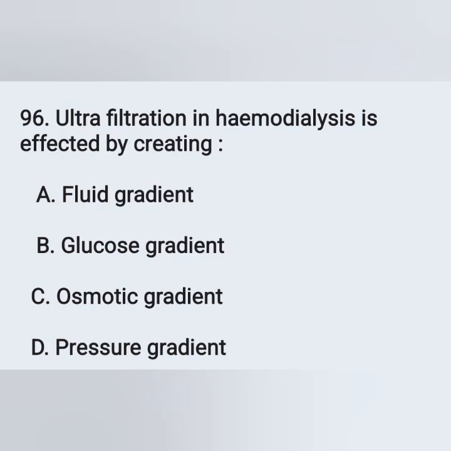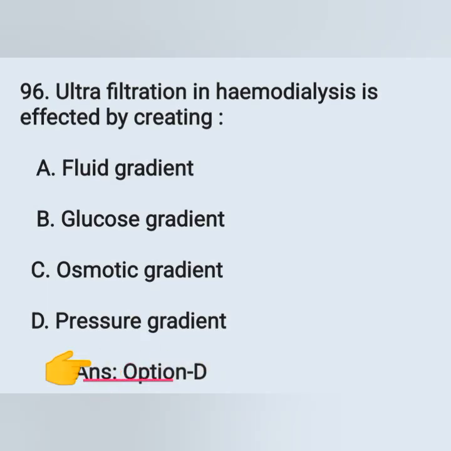Move on to the next question. Question number 96. Ultrafiltration in hemodialysis is effected by creating, options. Option A, fluid gradient. Option B, glucose gradient. Option C, osmotic gradient. Option D, pressure gradient. Ultrafiltration in hemodialysis is effected by creating pressure gradient. Option D is the correct answer.